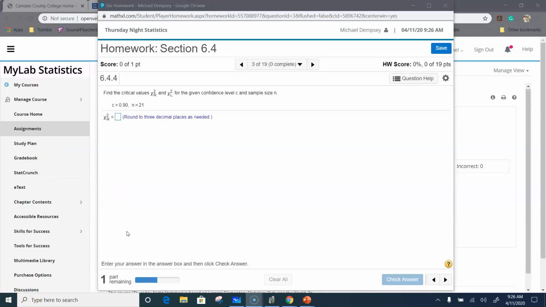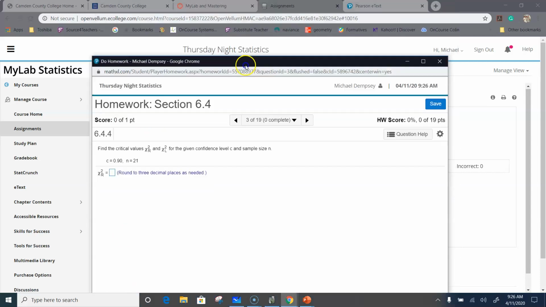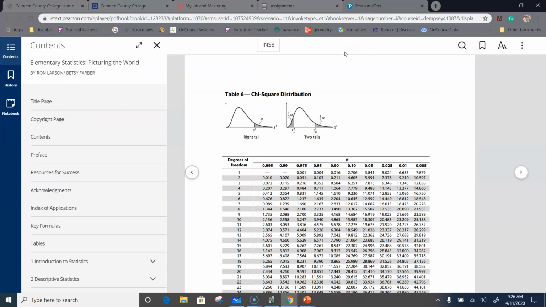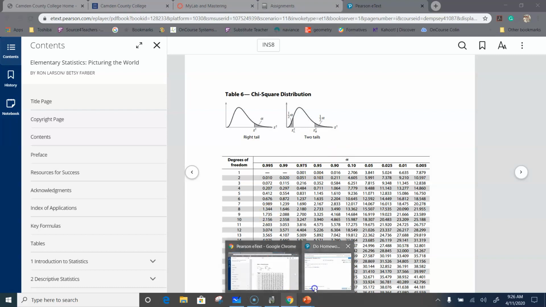For some reason I lost my screen there for a second, trying to get to the e-text. In the back of your textbook or your formula cards, I just go right to the e-text, and you can look at the tables. You'll see the z distribution, the t distribution, and then finally this chi-square distribution. So let's keep in mind what we're looking for here for this particular chi-squared value.